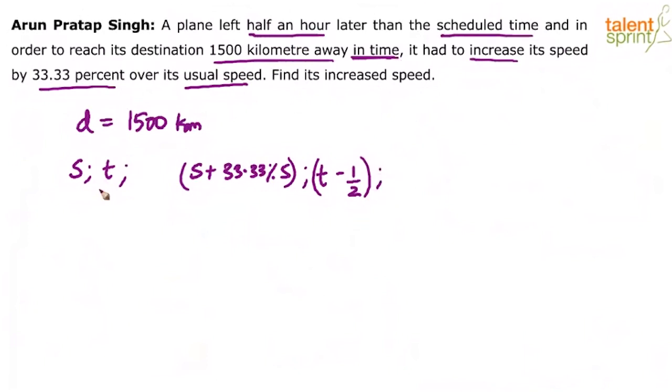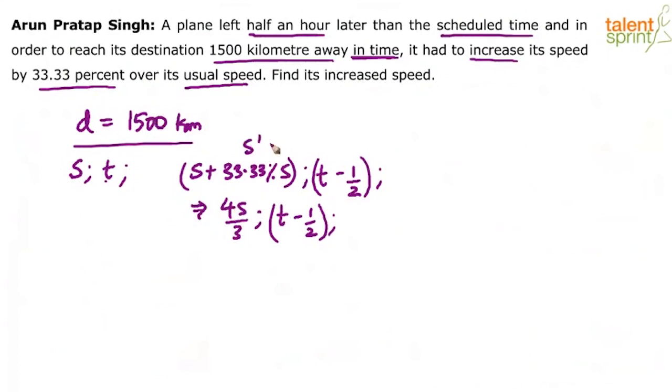Two different cases. In the first case, the usual speed is s, the time taken is t to cover 1500 kilometers of distance. In the second case, to cover the same distance of 1500 kilometers, the speed was s plus 33.33% of s, which is s by 3. S plus s by 3 is 4s by 3. That's the new speed, and the new time is t minus half. So we have new speed, new time, original speed, original time, and the distance in both cases is 1500 kilometers. We have to find its increased speed, which is 4s by 3.